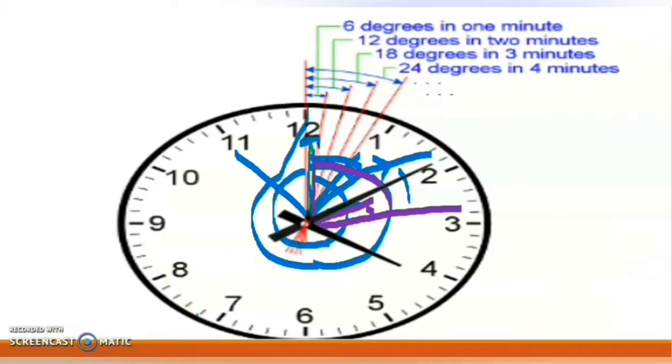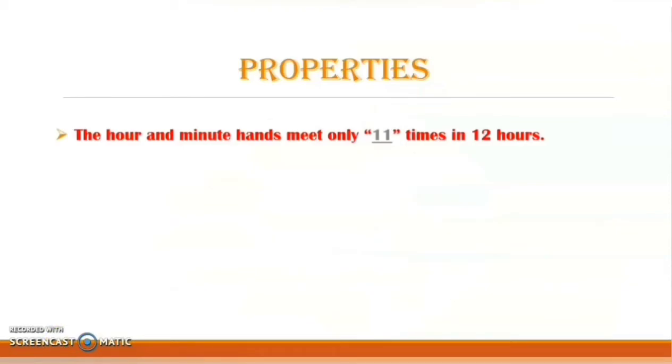So we have the property that the hour and the minute hands meet only 11 times in 12 hours. That is, they meet in between any 2 consecutive hours from 1 to 11 just once, and between 11 and 1 they meet only once, that is at 12 hours. So we have this.